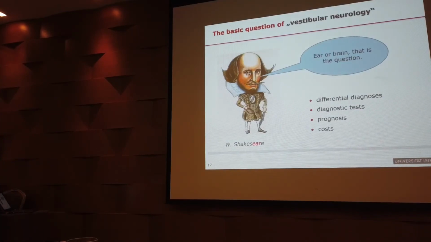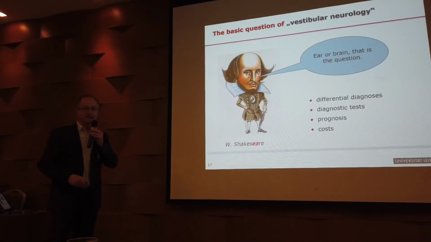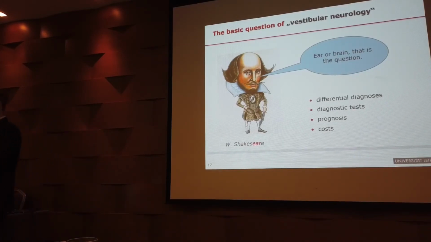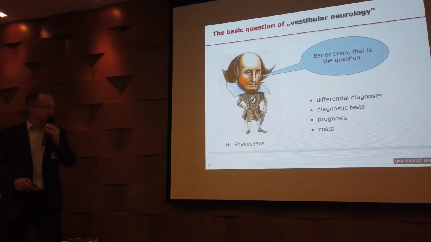Ear or brain? As I said, we recognize the vestibular symptoms, but we have to determine if it is brain disease in the localizations I explained to you. But if you want, you can forget those localizations, but we have to differentiate between ear and brain disease, because that does influence our differential diagnosis. Those are obviously different if we have ear disease in comparison to brain disease. It influences the diagnostic tests, the prognosis, the costs. So that's why it's important right at the beginning, based on your neurological examination, to make that difference.